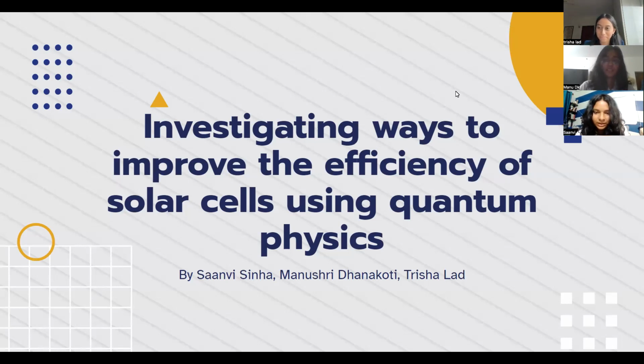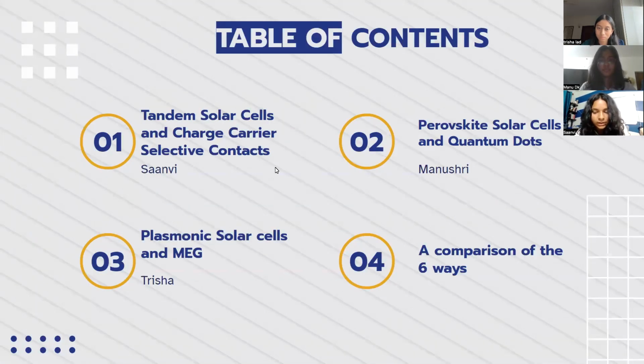So the problem statement we've chosen is efficient cells using quantum physics. The contents we'll be exploring would be the different types of solar cells used, and in the end, we'll compare the best and most efficient type of solar cell.